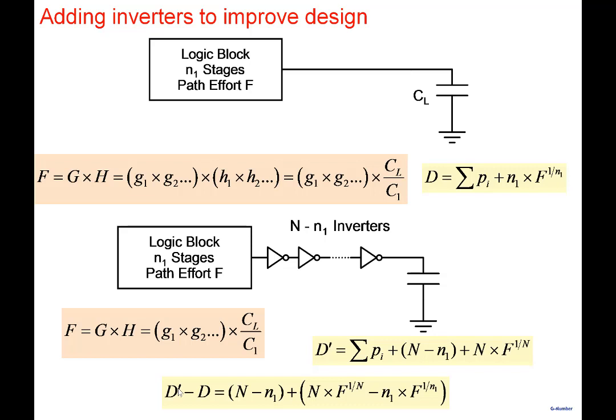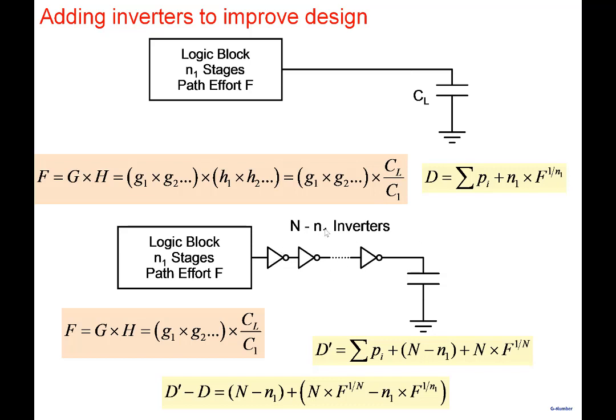So what it's saying is that I can take a block of circuit and I can add a chain of inverters to it, so that overall, as I optimize the whole thing now, my design may be better, may have a lesser delay.